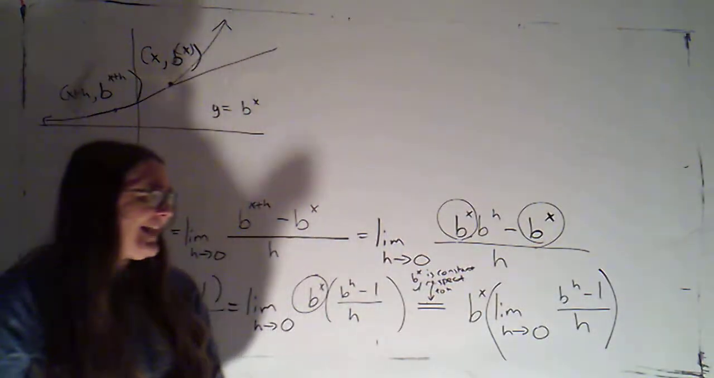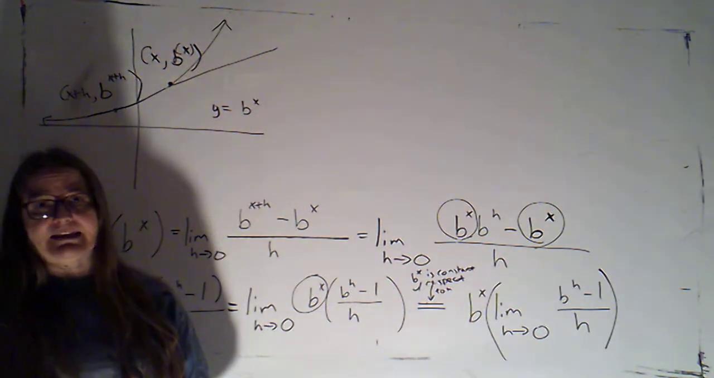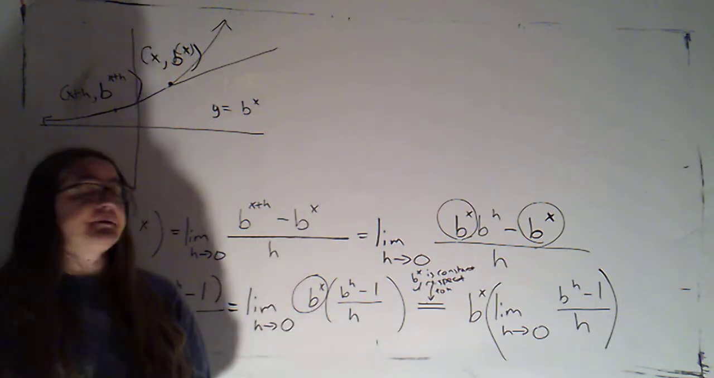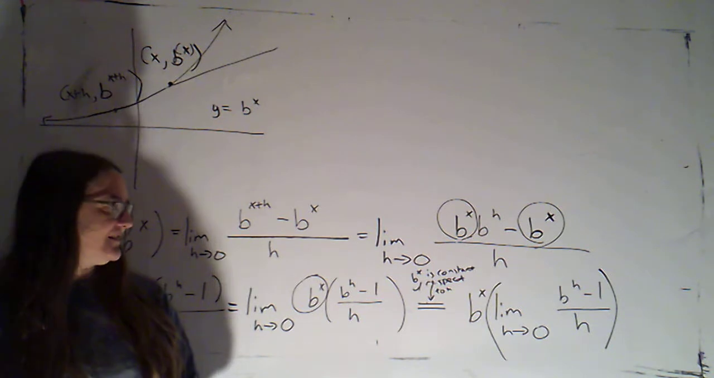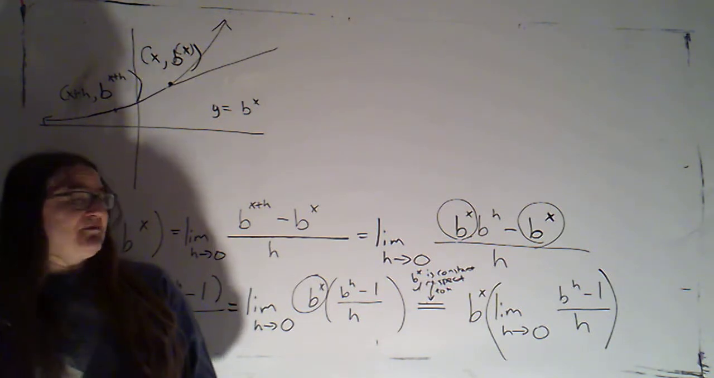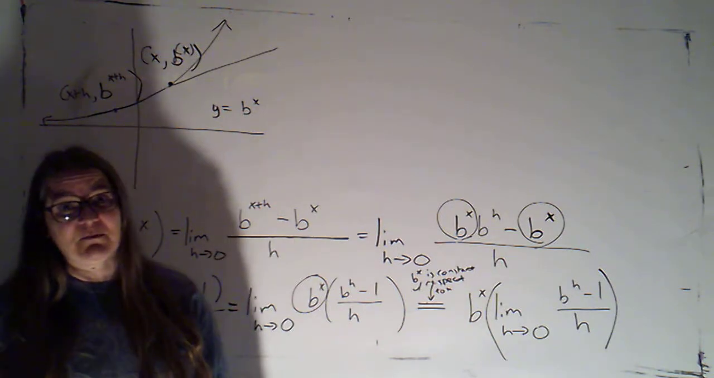I don't see any techniques that we've had this semester that are going to help us evaluate that limit. I'm not going to be able to factor and cancel. I'm not going to be able to rationalize and cancel. I might try squeeze theorem, but I don't see any obvious candidates for what this is in between.